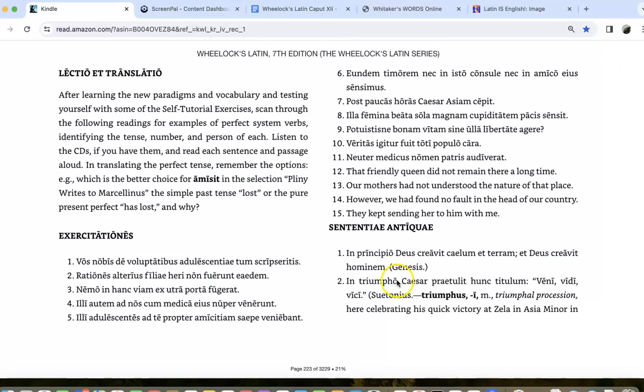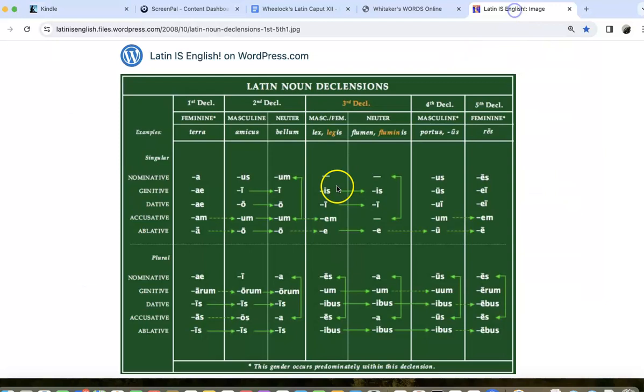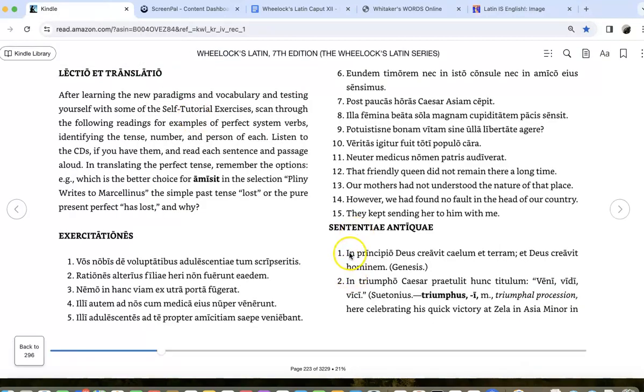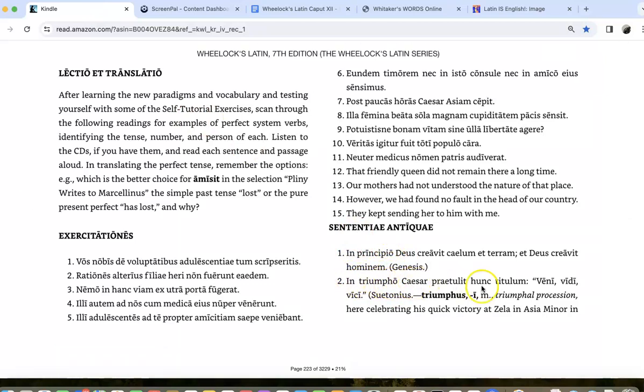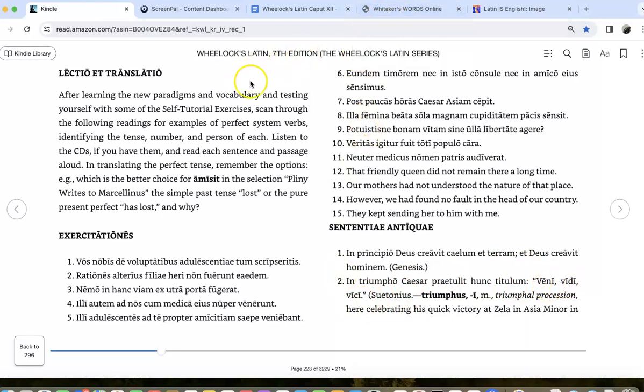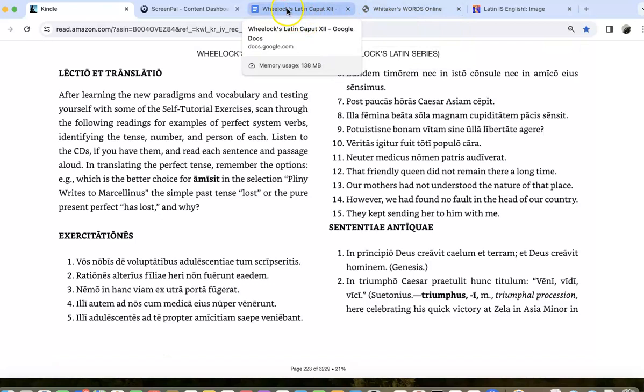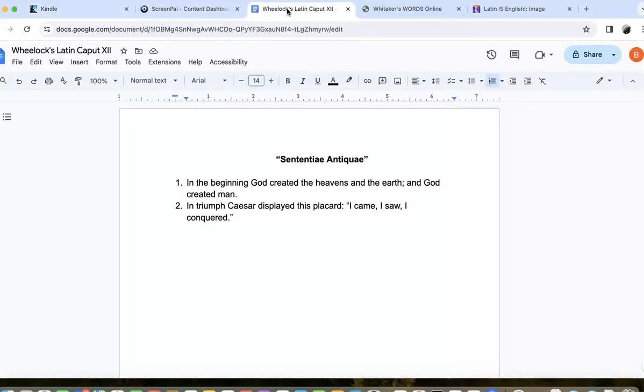So in triumph, in triumpho, here we have another ablative ending, second declension, ablative singular. Again, the ablatives are tricky, but generally they occupy a number of prepositional phrases. So in is a preposition, hence followed by the ablative. So in triumph, Caesar's our subject, and then displayed this placard. I came, I saw, I conquered. So notice veni, vidi, vici are all in the perfect tense, which of course is the grammar topic in this chapter. So very famous words, I came, I saw, I conquered.